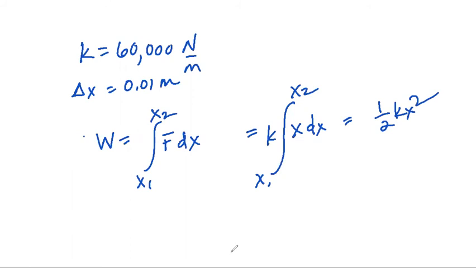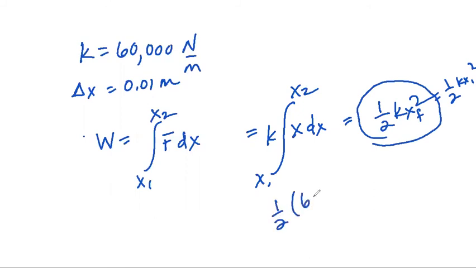So we're trying to find the work. We've got 1/2 k x final squared minus 1/2 k x initial squared. But we know we were at the equilibrium position before the lady steps on the scale, so the initial term is zero. So we've got 1/2 times 60,000 newtons per meter times 0.01 meters, quantity squared. Hopefully your book has that value for me. It is 3 joules.